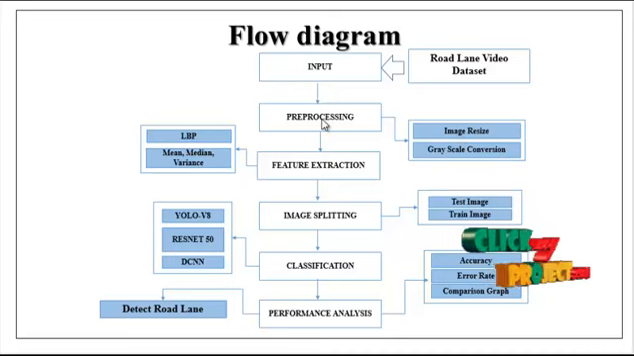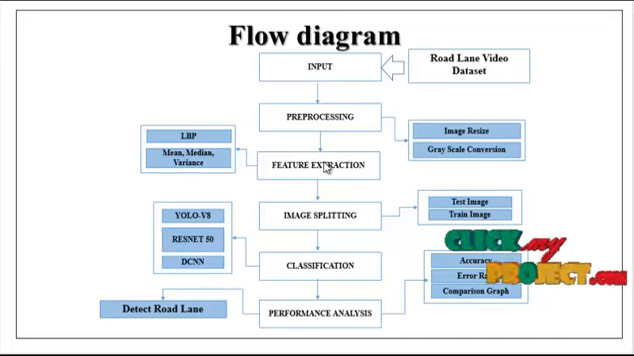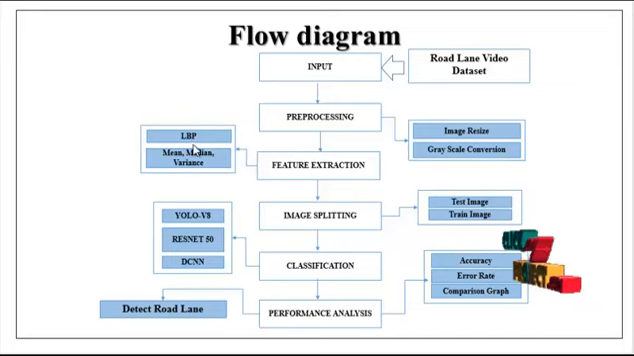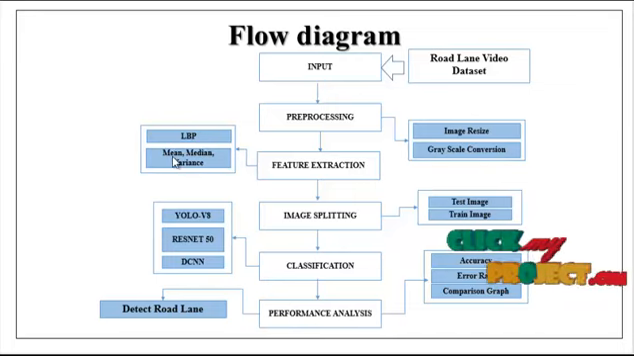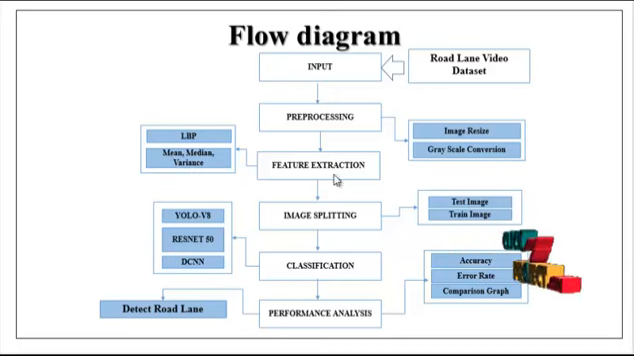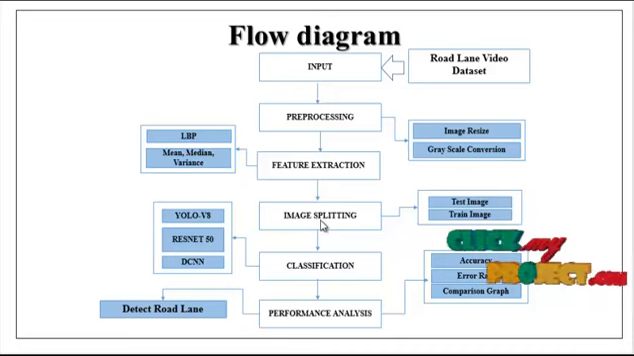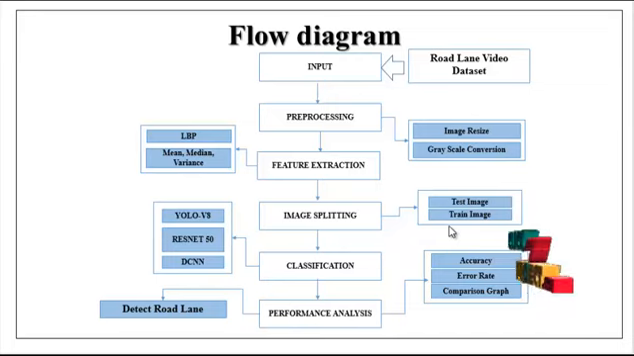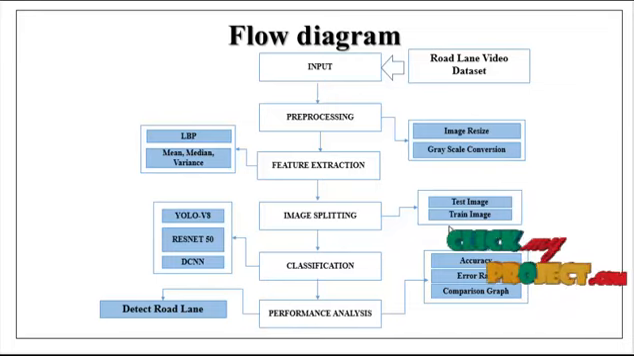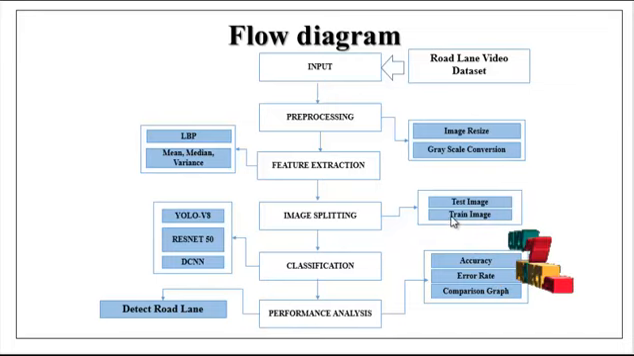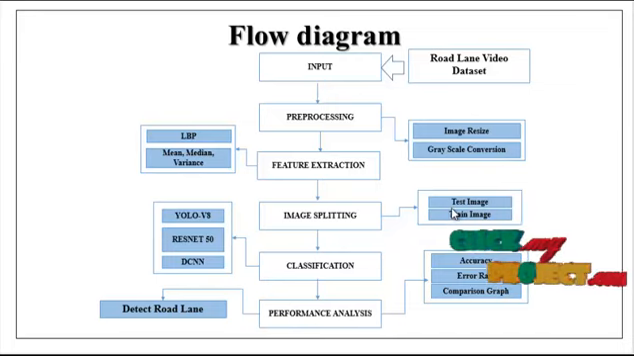After pre-processing, the pre-processed frames are carried out to the feature extraction module. Here we implement two different techniques, such as local binary pattern and mean, median, variance. The extracted features are carried out to the image splitting module. Here we split the whole data into test and train. Test is used for prediction and train is used for evaluation. The majority of the data is present in the training part and a smaller portion is present in the testing part.